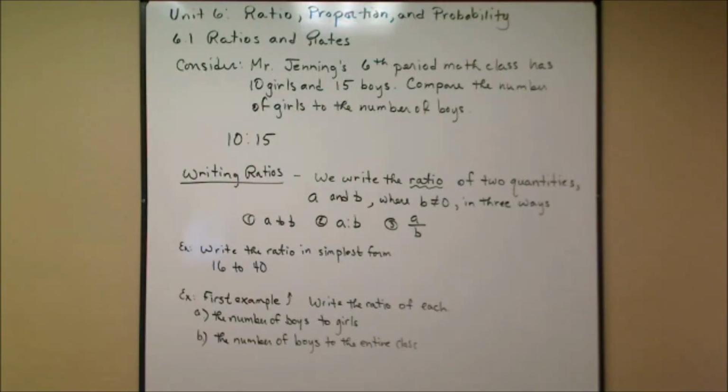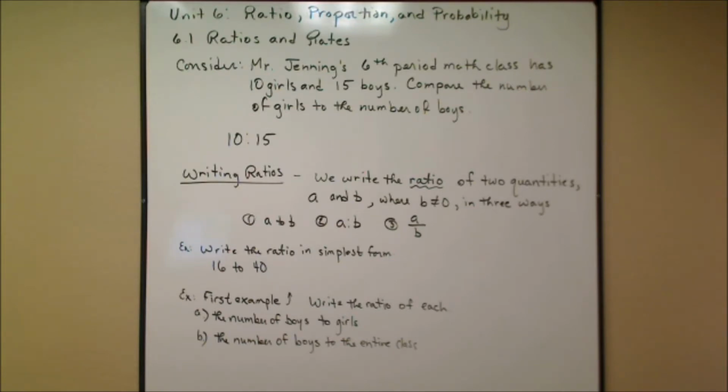To start our new unit, Unit 6, which is on ratio, proportion, and probability. Three very important topics, not only for this class, but for the proficiency exam. We'll start with lesson 6.1, which is on ratios and rates. We're going to start talking about ratios first, and then we'll also indicate what a rate is and how we can use this in algebra.